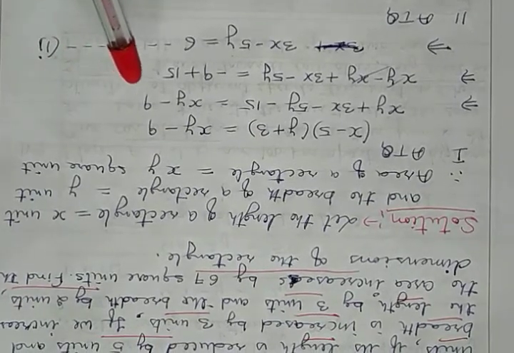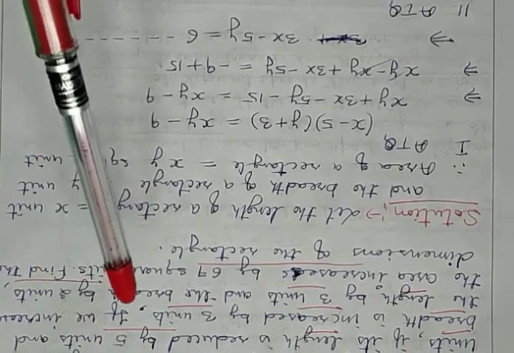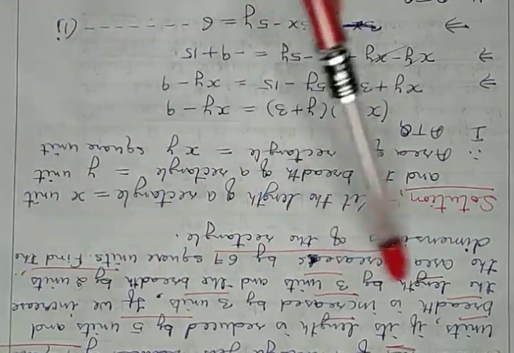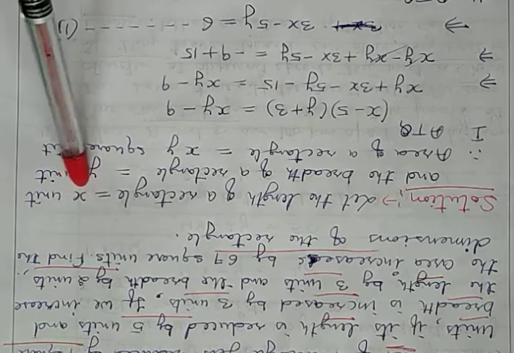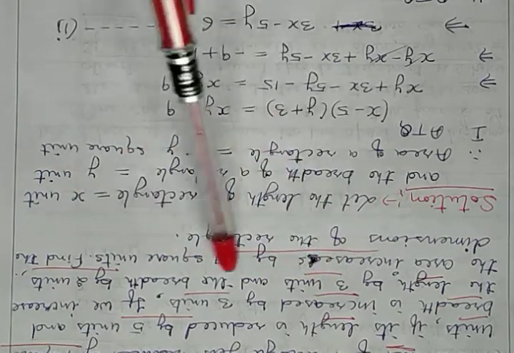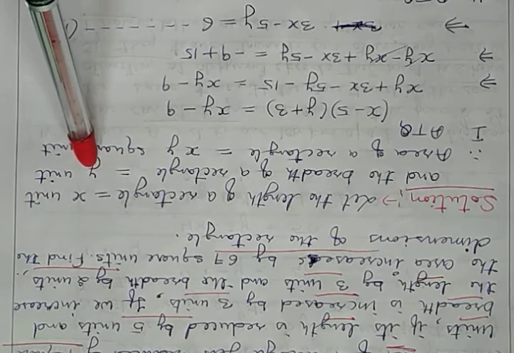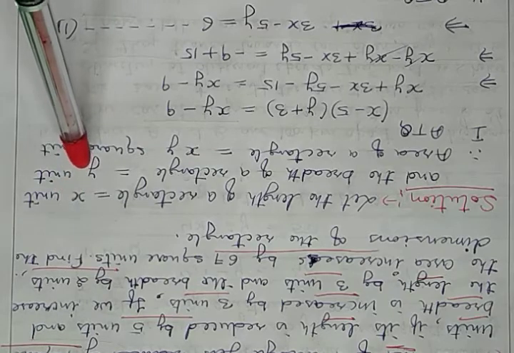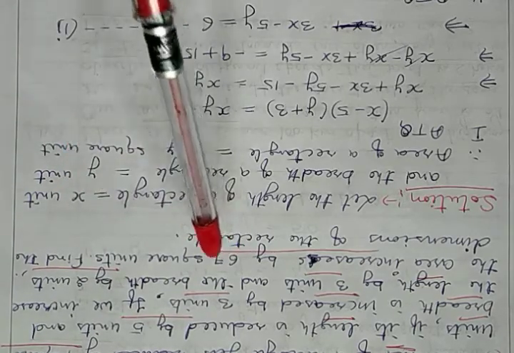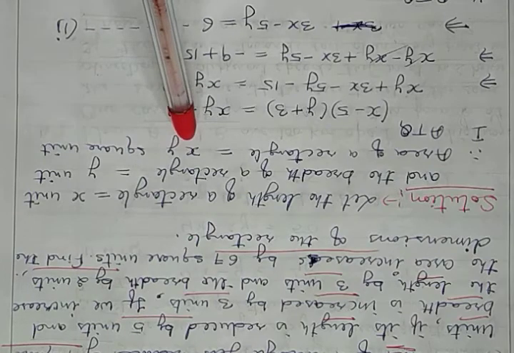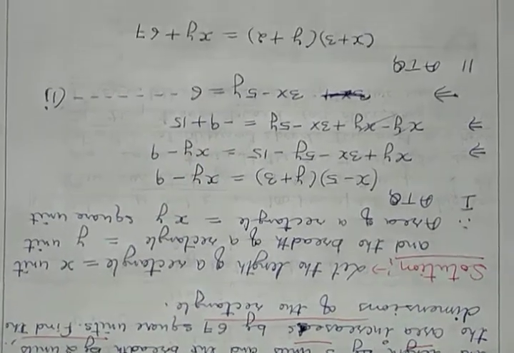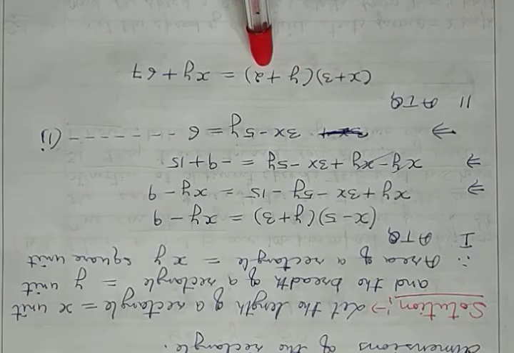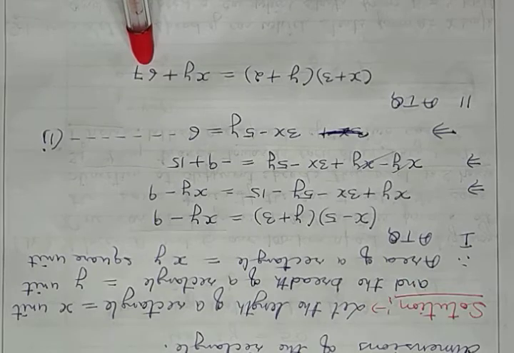Similarly, go to the second part. If we increase the length by 3 units, it means x plus 3, isn't it? And the breadth by 2 units. Breadth is y, so 2 units means y plus 2. Here you will have (x plus 3)(y plus 2). Area increases by 67. Length is increased by 3, breadth is increased by 2, and area increases by 67 square units.